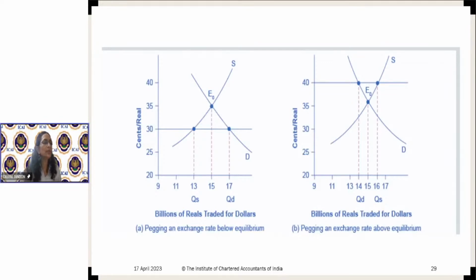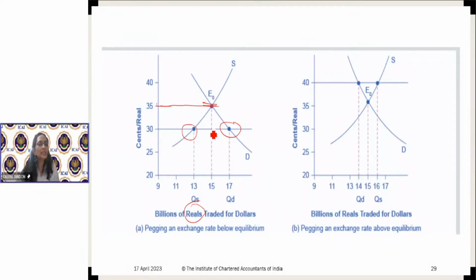So here you can see what is happening because of the pegged exchange rate. If this is a soft peg, this is the equilibrium exchange rate. But suppose Brazil, where the real is the currency, fixes it on the lower side. The exchange rate should be $1 equal to 35 real, but if they fix it at 30, what's going to happen? The demand will increase and the supply will be less.